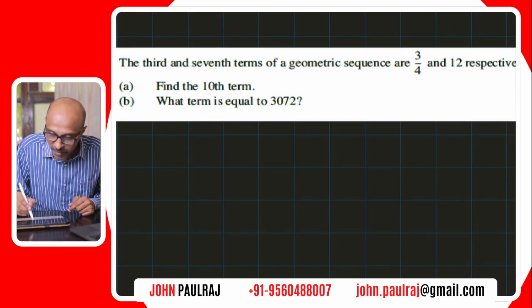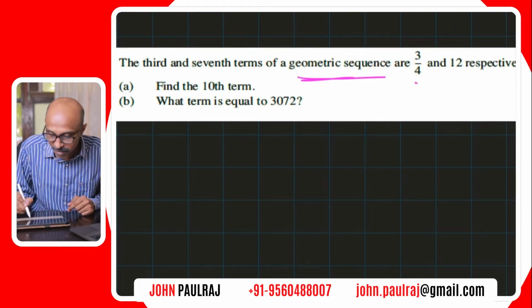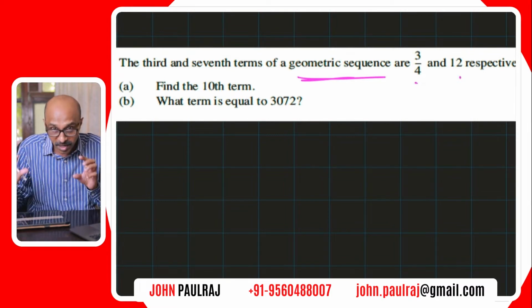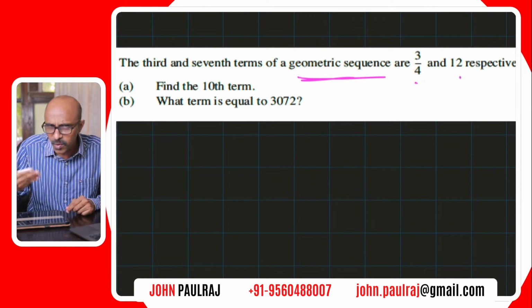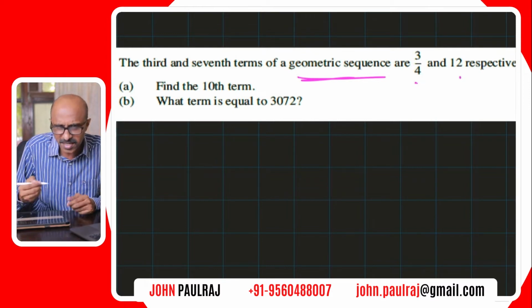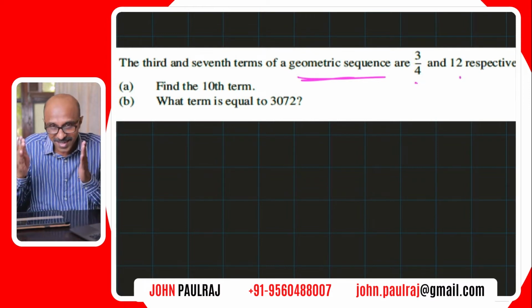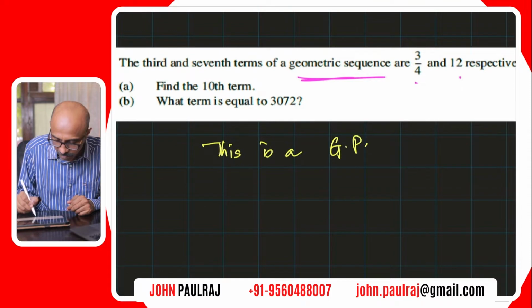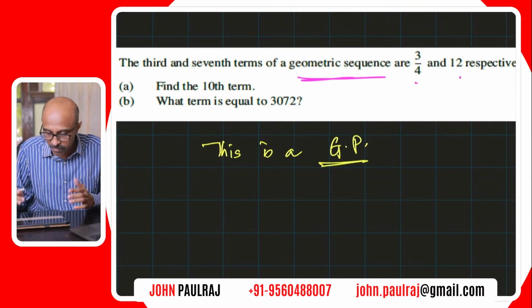The third and seventh term of a geometric sequence are 3/4 and 12 respectively. I always encourage students to first write down what kind of sequence it is, because each sequence has its own formula for the general term. It's a good habit to write these answers in an organized fashion. So write down: this is a GP, geometric progression. Progression is just another word for sequence.